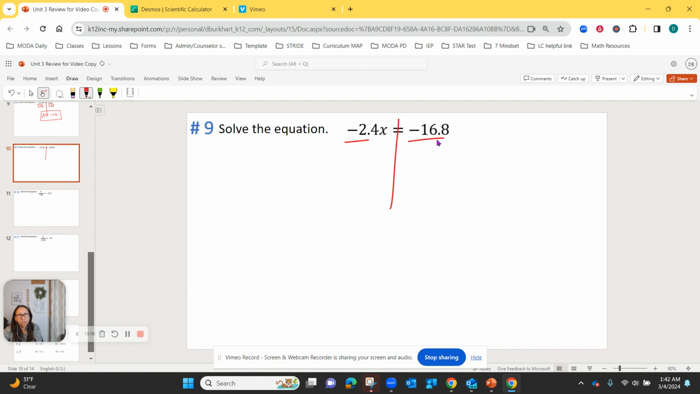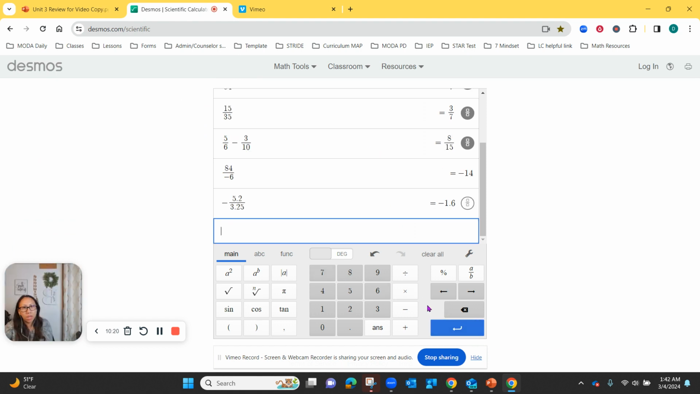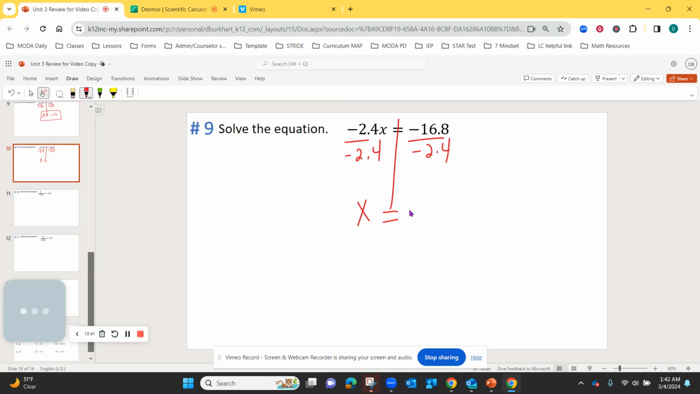Alright, so for number 9, you do the same thing. You're dividing each side by negative 2.4, okay, to get x by itself. So then you take it and plug it into your calculator. So negative 16.8, okay, divided by negative 2.4. So that is positive 7.